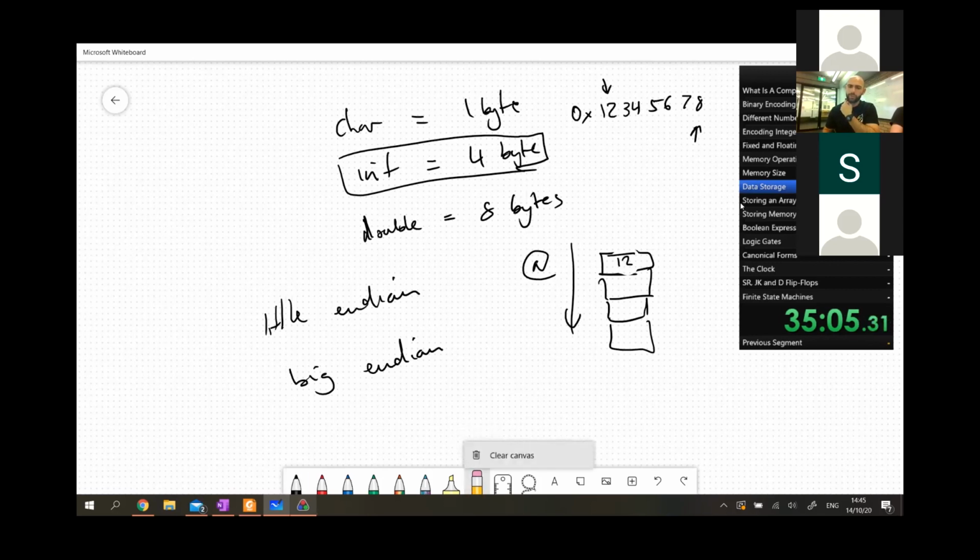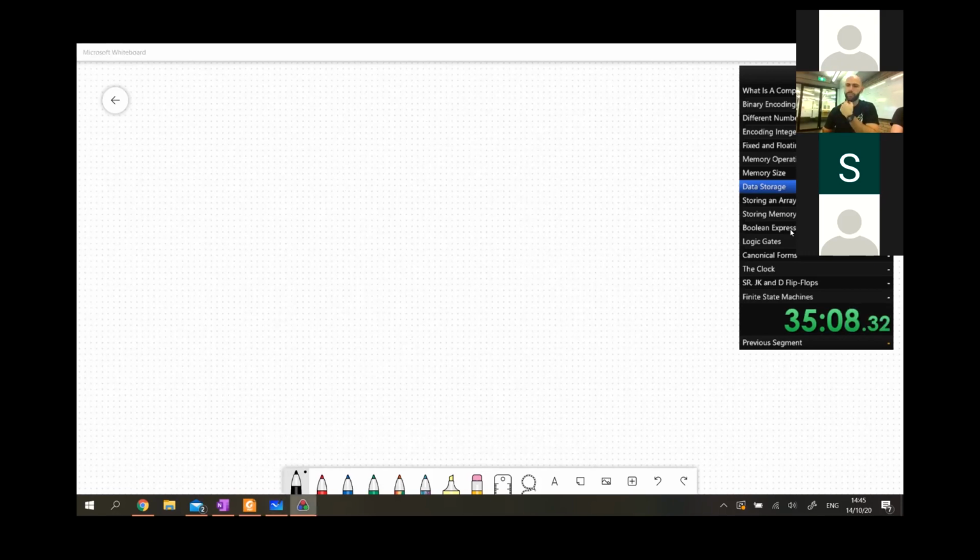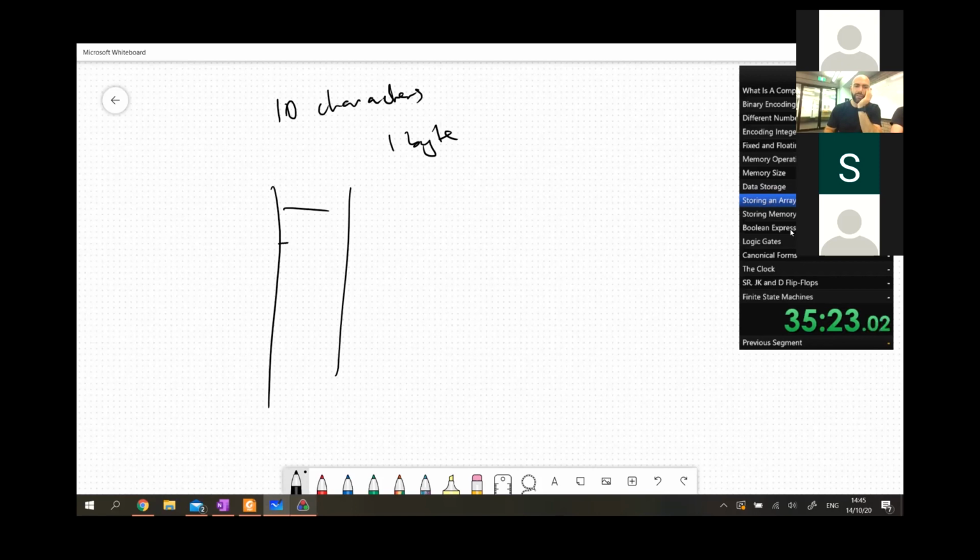Arrays are a different section. So storing an array: if we've got 10 characters and they're each 1 byte, then we just have this memory and we store a whole bunch of bytes, 10 bytes, and we store this array in here. How do we know it's an array of 10 characters? That needs to be defined somewhere else. It can be a number stored in binary at some other memory address or whatever.